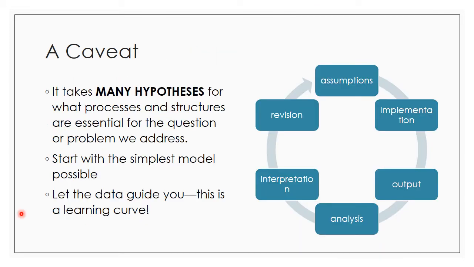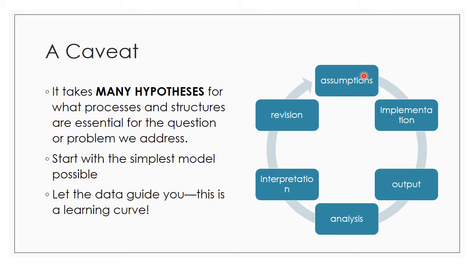Usually, we have to formulate many hypotheses for what processes and structures are essential for the question or problem we address. We can start top down and ask ourselves questions such as, what factors have a strong influence on our question of interest? Are these factors independent or interacting? Are they affected by other important factors? We could draw flowcharts, influence diagrams, or other sketches of our system and question.